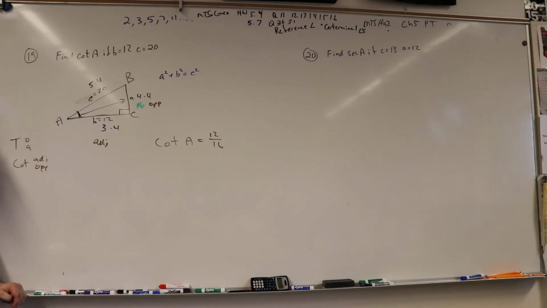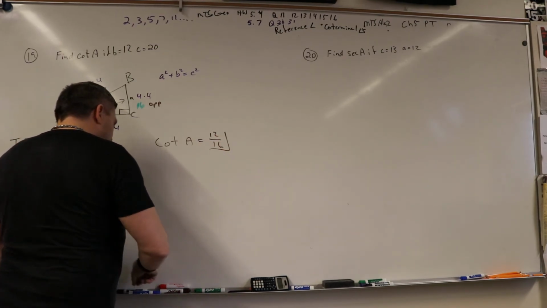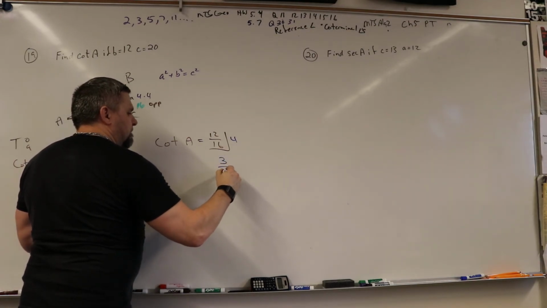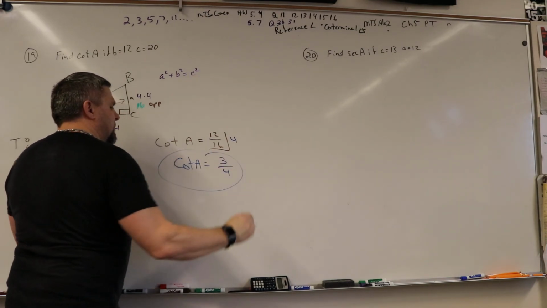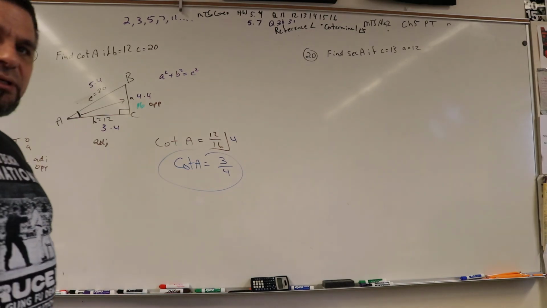Okay? So, 12 over 16. Can we break that down? Yes. How many times? 4. So what do we get? 3/4. So the cotangent of A is equal to 3/4. There you go. Should I pause this and then do 20? Yes. Okay, let you get caught up too.